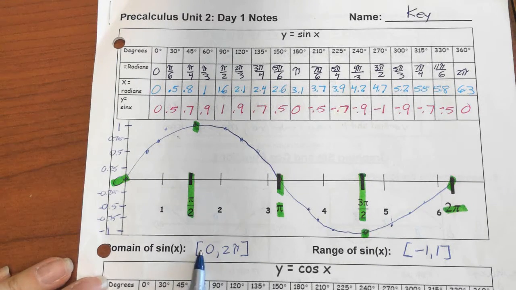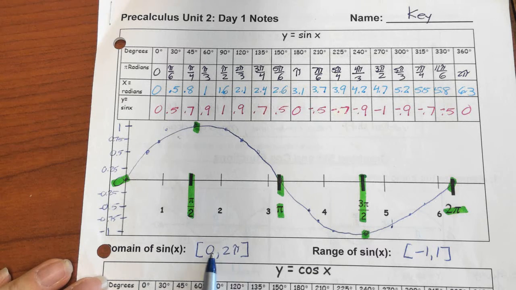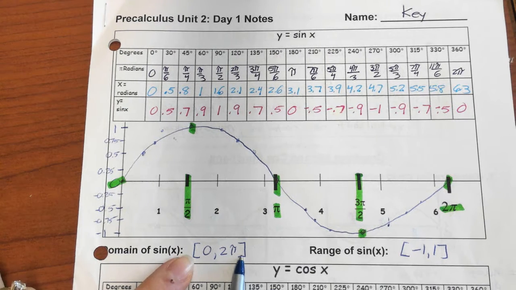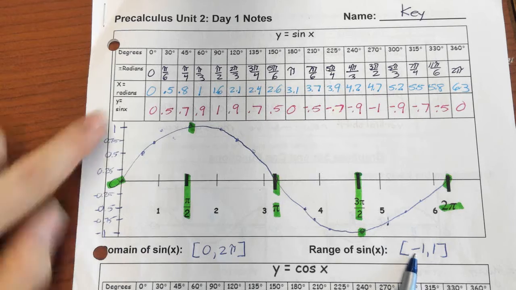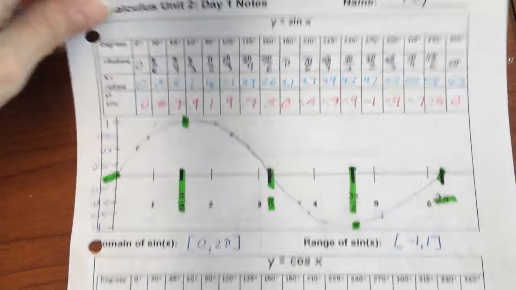So you can see my domain, my x values go from 0 to 2 pi included, so that's why there's brackets. And my range goes from -1 to 1 included. Cosine is the same thing.